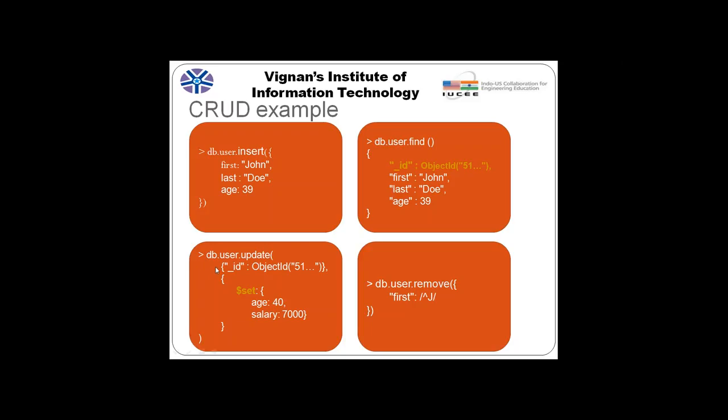So db.user.update for updation. I want to update the age of 39 to 40, as well as update the salary because salary was not given for John. And to remove, I'm saying db.user.remove, first J. I'm going to remove the ones starting with J, with any characters after it.